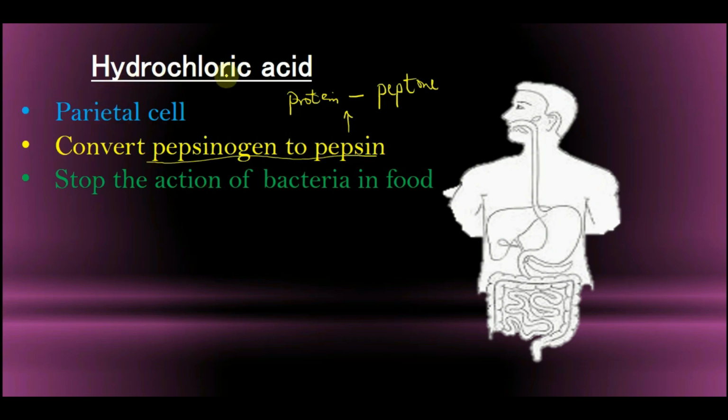Then another function of the hydrochloric acid is that it stops the action of bacteria in food. Bacteria that accompany food, once they are eaten in the mouth, swallowed, and then taken to the stomach, in the stomach their actions are stopped. So the hydrochloric acid in the stomach helps to carry out this function. So these are the two basic functions of the hydrochloric acid in the stomach.